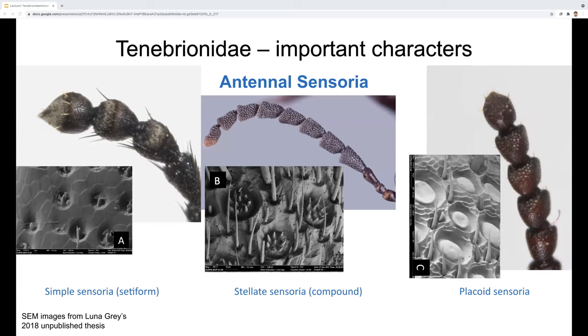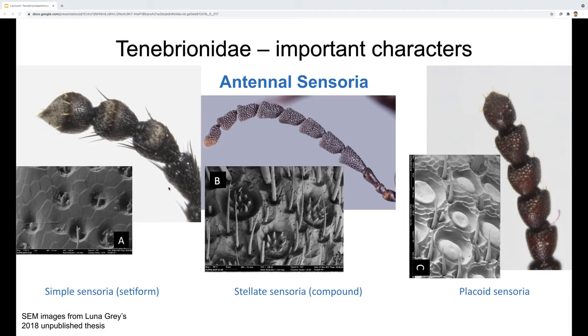And then finally, I want to talk about antennal sensoria. So this is super important. And this is emerging as more and more important perhaps than it was recognized to earlier workers. And these SEMs are great. And these are pulled from an unpublished thesis of Luna Gray. And I really hope that this gets published because it's wonderful.